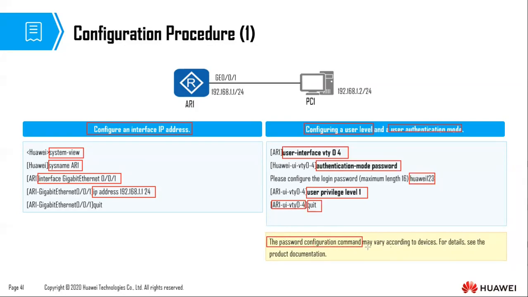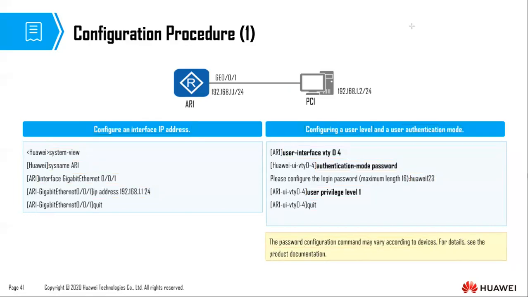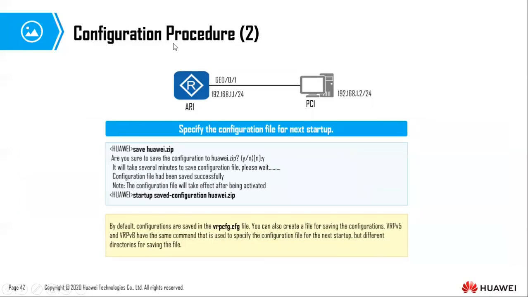As you're going to see, password configuration command may vary according to different devices. In others, in fact, you just write authentication-mode password, then you type Huawei123. In others, you have to press enter first in order to be given a chance to enter the password after typing that command. So always look at the product documentation to get the details on how to configure your device.